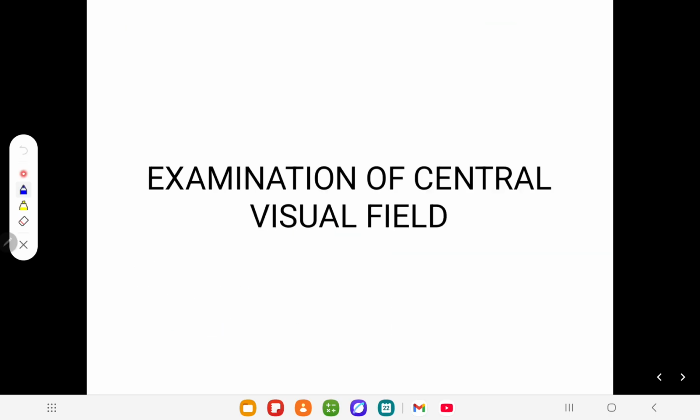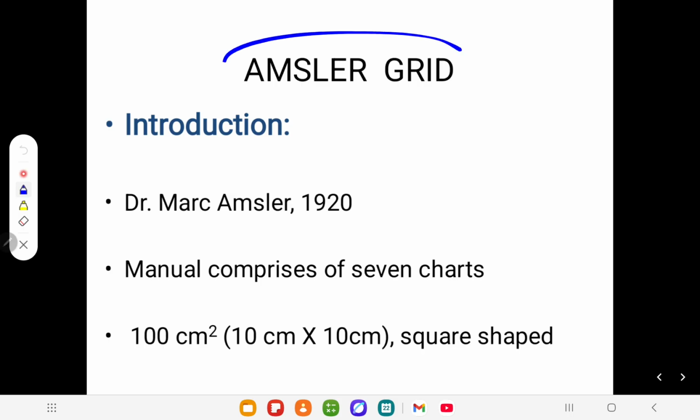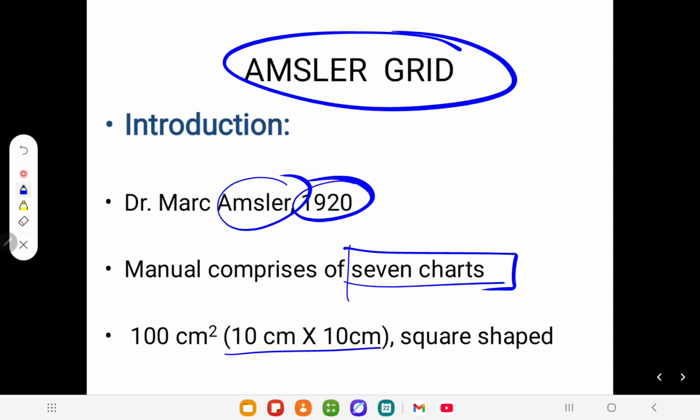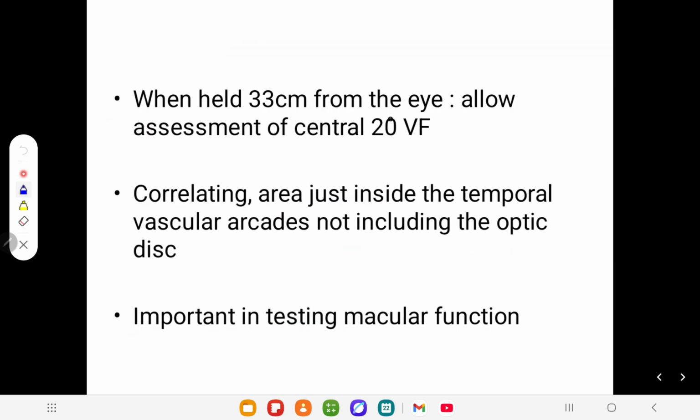So let's move directly to the Amsler chart. Not the central visual field defects, but the Amsler grid. The Amsler grid is named after Dr. Marc Amsler, 1920. Actually, the Amsler grid comprises seven charts. The first chart is the most standard chart, but there are six other charts. Each chart has a dimension of 10 by 10 centimeters, which means a 100 square centimeter area.